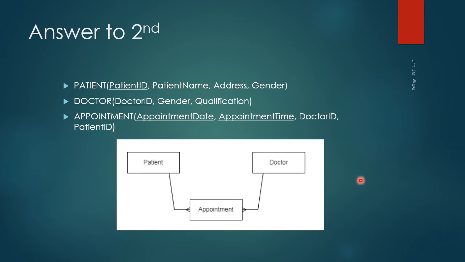Once you have this answer, then you will have your three entities: patient and doctor, which are your parent tables, and of course you have your appointment, which consists of your foreign keys, and then you will be able to see the relationship. So a patient can have many appointments, and a doctor can entertain multiple appointments.